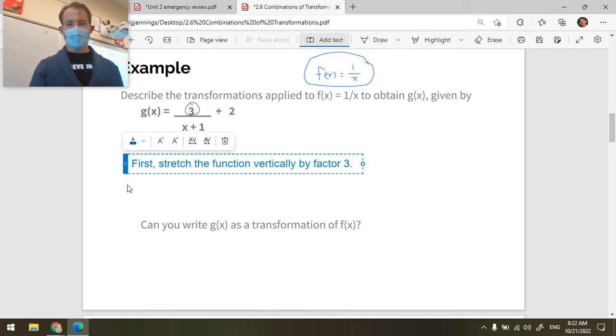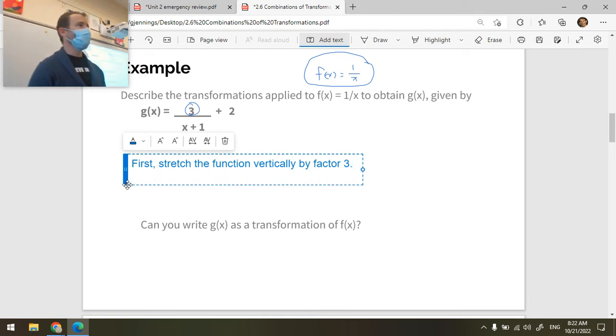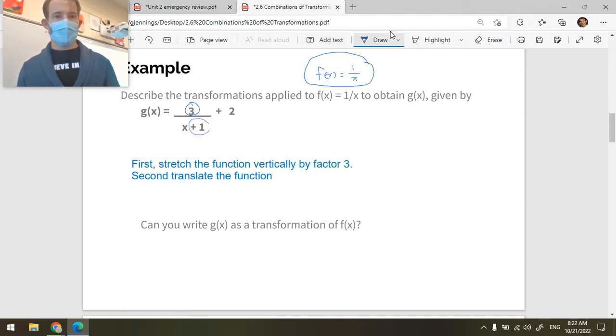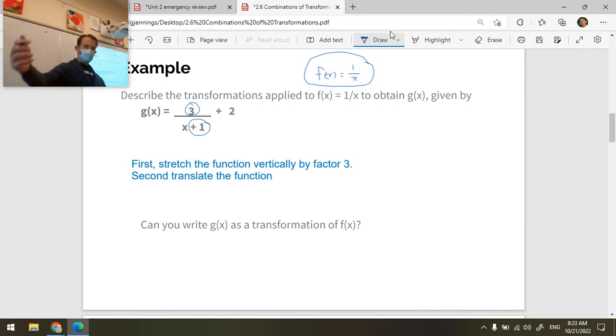And next, we have some translations. Do you want to put your right shoe on first or your left shoe on first? You want to do D or C? D? Okay, so second, translate the function. So we have a D transformation. The D transformation is right here, operating directly on those inputs. So I'm adding to my input here. What's that going to do to this function? Goes to the left by 1. Good. Yes, great.